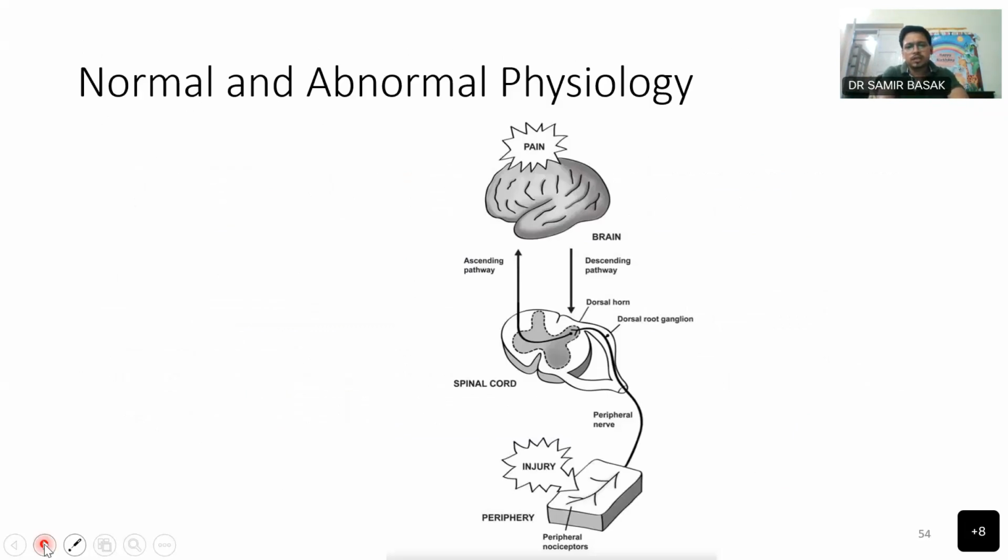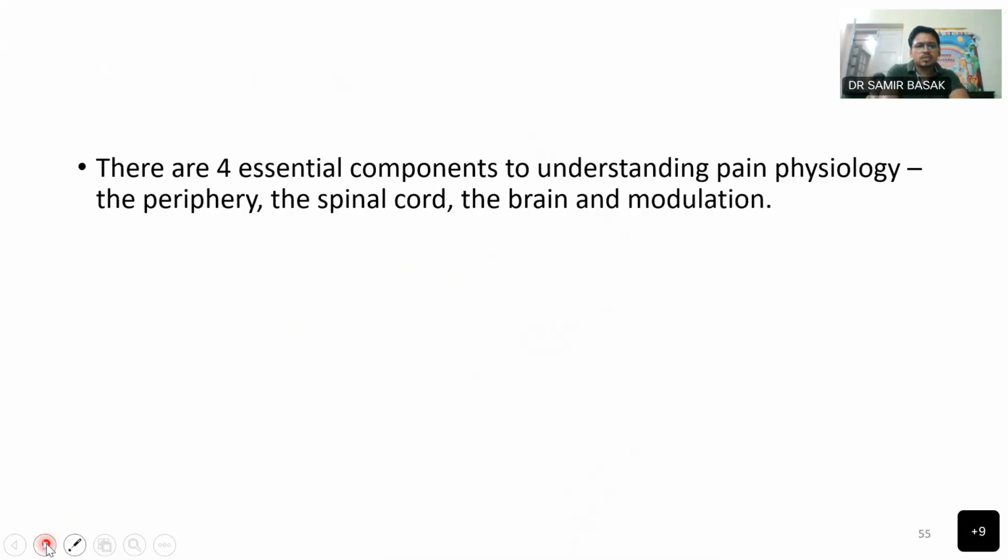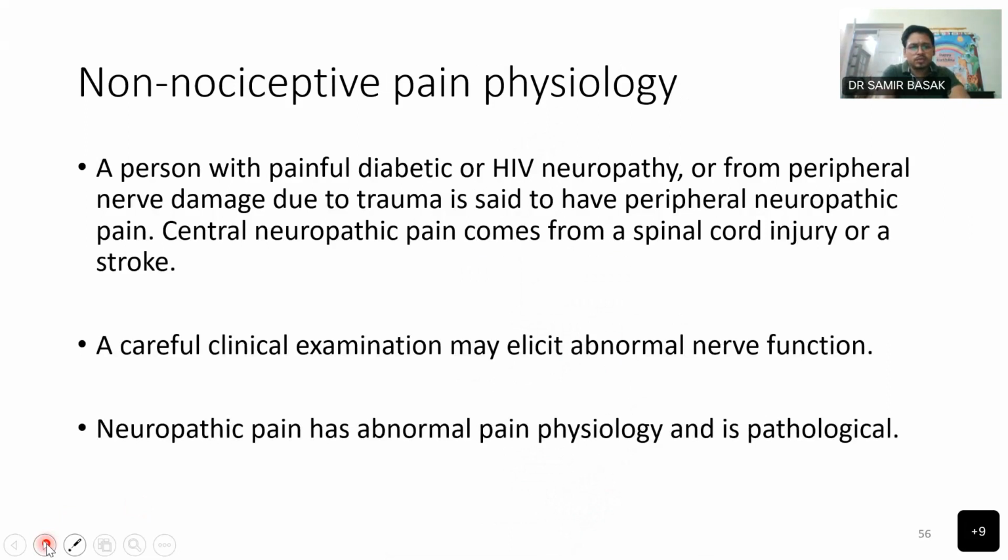So there are different treatment options for different pain mechanism abnormalities. Like for peripheral injury, we have to use some medication. If the problem is the pain-carrying fibers, the ascending pathway or the descending system, then we have to use other medication. So the four essential components, as we told in the first class, are the peripheral, spinal cord, brain, and modulation, and ultimately all this leads to pain perception. For non-nociceptive pain physiology, as we told, there is diabetic neuropathy, HIV neuropathy, nerve damage. So we have to do a clinical examination for neuropathic pain, with scales like the PainDETECT scale and others, and we can assess other chronic neuropathic pain components.